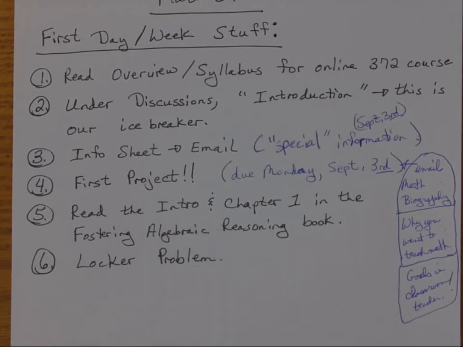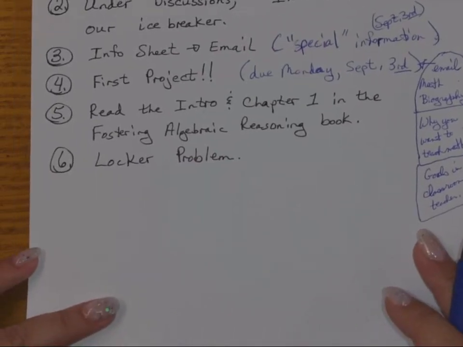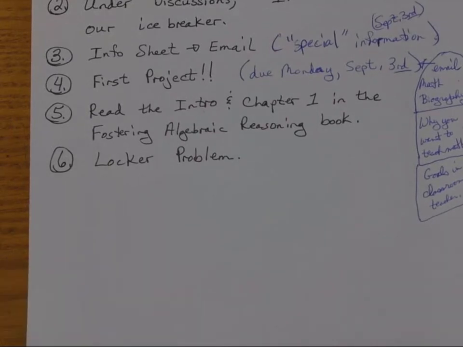Okay, number 5 is read the introduction and chapter 1 in the Fostering Algebraic Reasoning book. So just go ahead and start reading on that. If you have problems getting the textbook or something like that, then let me know. But most people, within a week of starting school, you should have that read and you'll be all right. Okay. And then the last thing that we would normally do in our first class would be the locker problem.